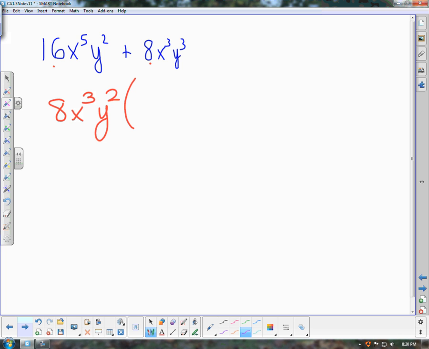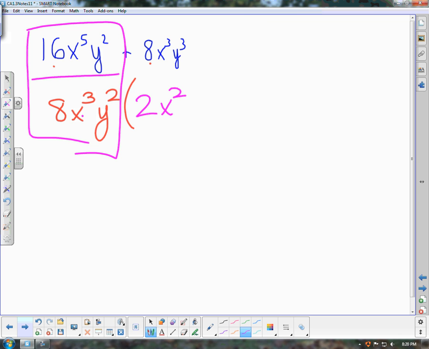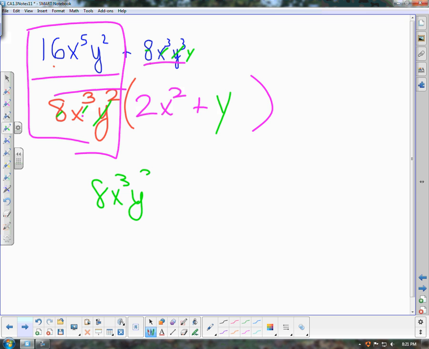And so now when you divide these two things together, 16 divided by 8 is 2. X to the fifth divided by x to the third is x squared. And the y squareds go away. And then you have plus. And now we do the same thing with this term and that one. And so 8 goes into 8, so x cubed goes into x cubed, and y squared goes into y cubed with a y left over. And then that would be your final answer, 8x to the third y squared, and 2x squared plus y.